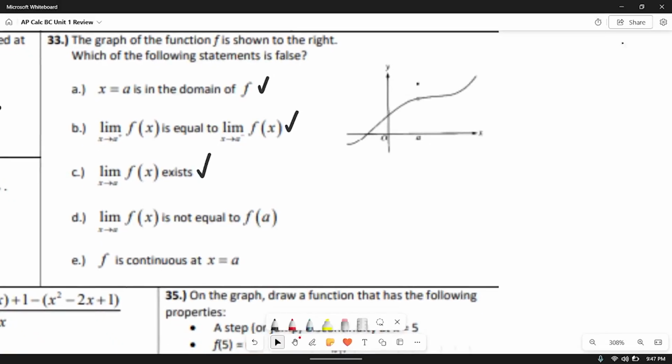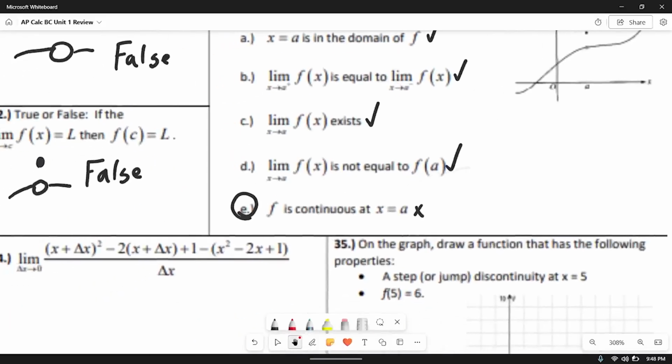It's not equal to f of a. That's true, because f of a is defined right here, and the limit is defined right here, so that's also true. f is continuous at x equals a. That's not true, because the limit does not equal the function value, which is one of our definitions of continuity.